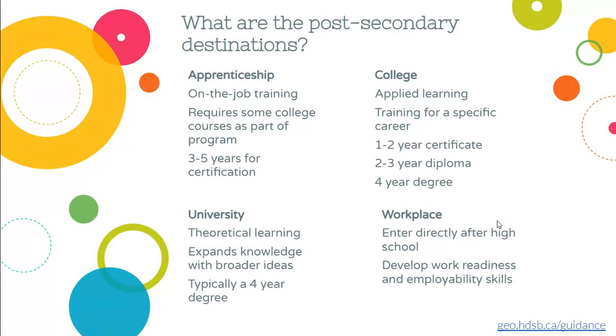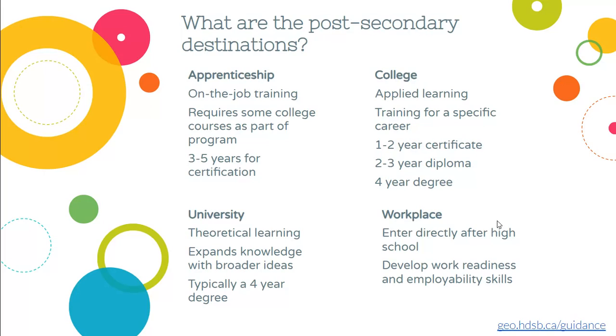So, what are the post-secondary destinations? Generally, we say that there are four initial destinations after high school. That would be apprenticeship, which is really on-the-job training, and it does require some college courses as part of the program. So, you will be sent to a college to learn that trade school theory, really, and that's the theoretical work. But then you also have on-the-job training when you are placed with an employer. It usually takes about 3 to 5 years to get your apprenticeship certified.